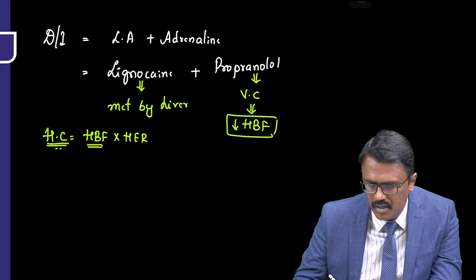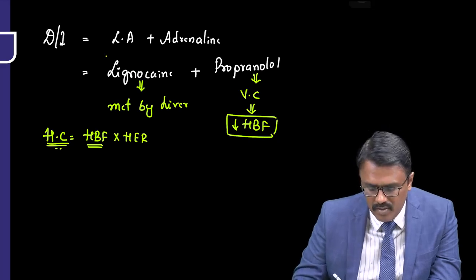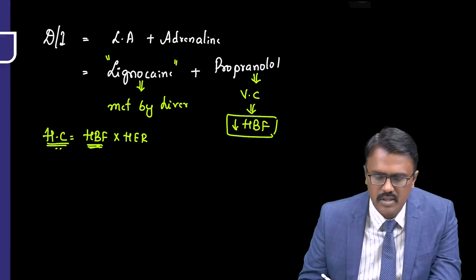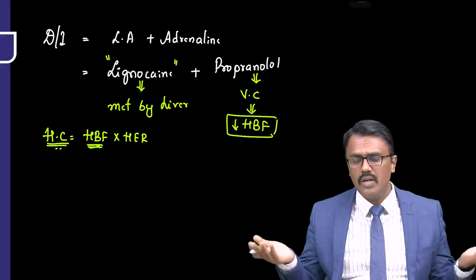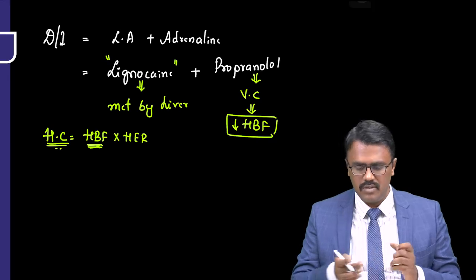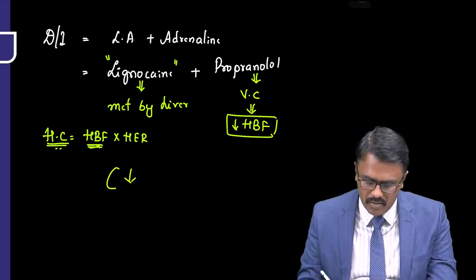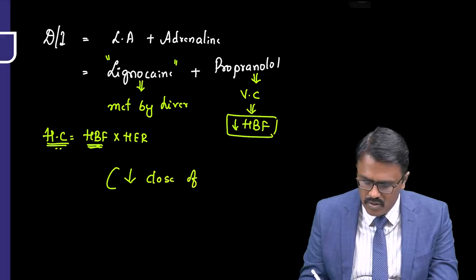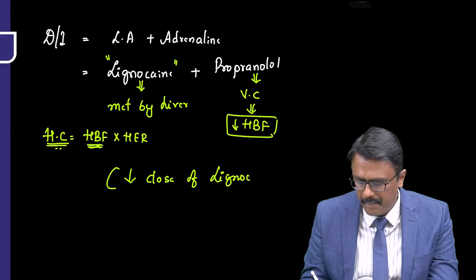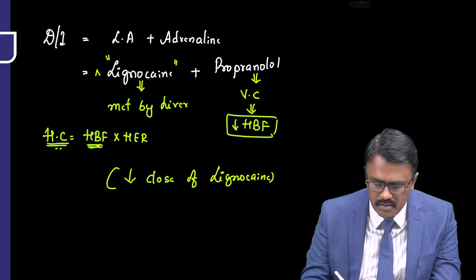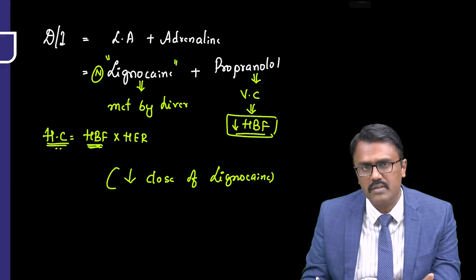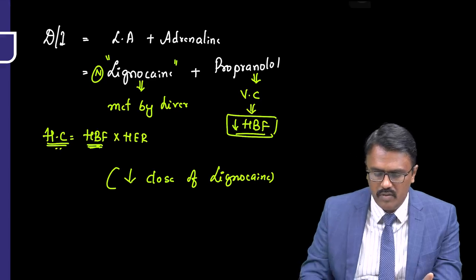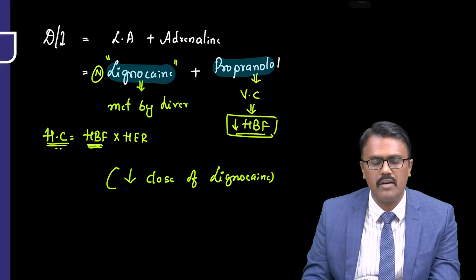What happens if I give lignocaine with propranolol? Lignocaine is not metabolized because the hepatic blood flow is decreased. So if you are giving them together, what is the message? Should I give the normal dose of lignocaine or decrease the dose? Obviously the metabolism decreases, so you have to decrease the dose of lignocaine. If you give normal dose, what happens? Lignocaine is metabolized by the liver, but metabolism will not occur because the blood flow decreases. So lignocaine toxicity can happen. So that's why you have to reduce the dose when you are using lignocaine and propranolol together. Very, very important.